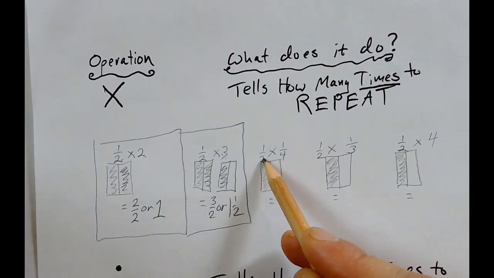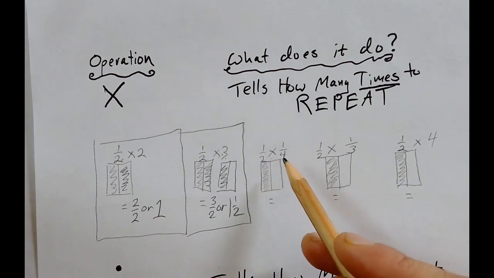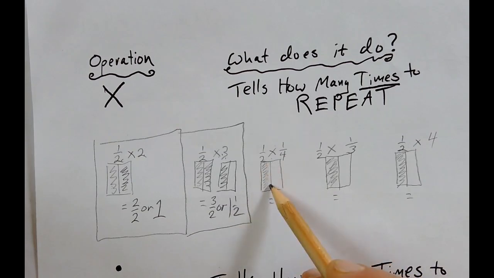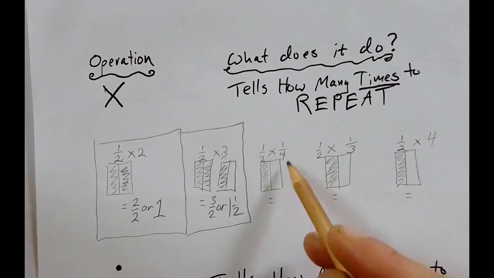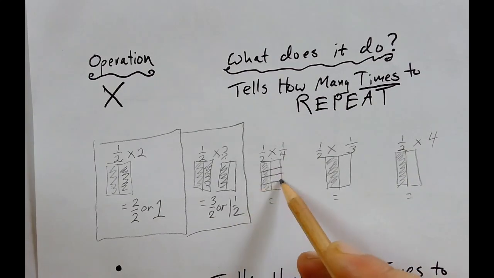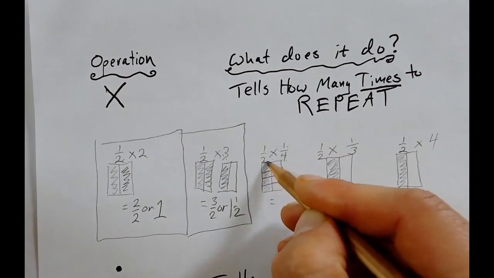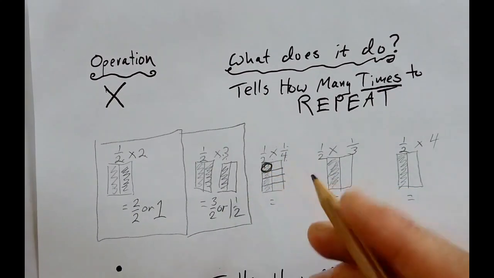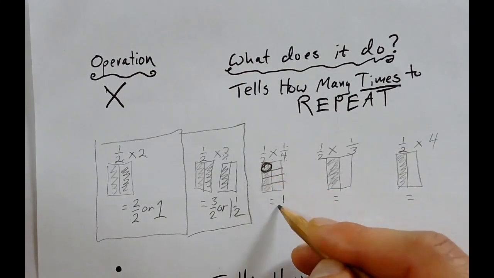Here's 1/2. How many times are we going to repeat it? 1/4 of a time. Well, to really think about that, 1/2 repeated 1 time means we just have it once. 1/2 repeated 1/4 of a time means it's going to be smaller than 1 time. So let's take that 1/2, and I only want it 1 out of those 4 times. So there's my 4 times right here, I only want it this 1 time here.